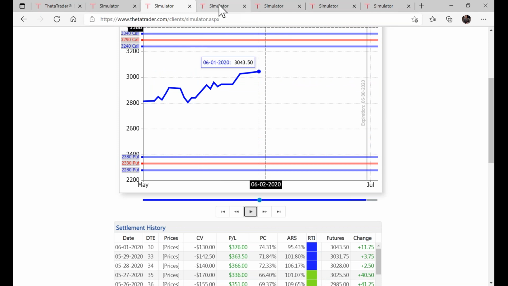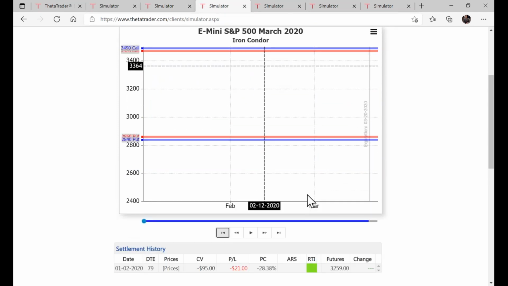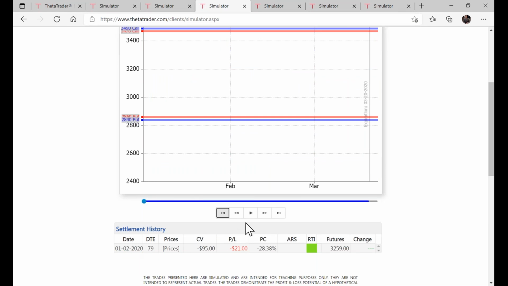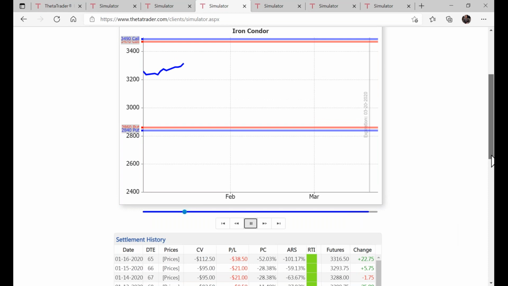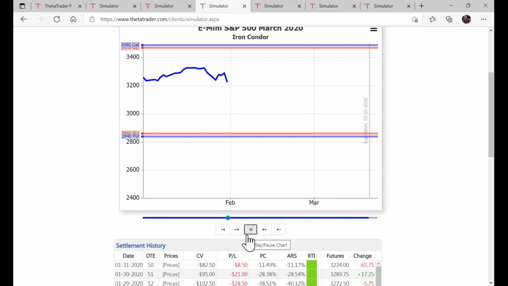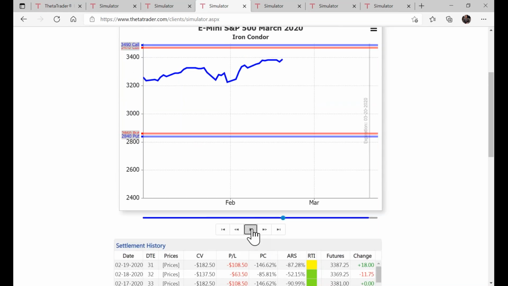So let's look at another one. Here's a March Iron Condor on January 2nd. Let's run this one here. Okay, it turned yellow, a little elevated risk. The trade is negative. And then it turns red. So take a loss here on February 28. You took a loss here. Red means too much risk, and that can be automated as well.